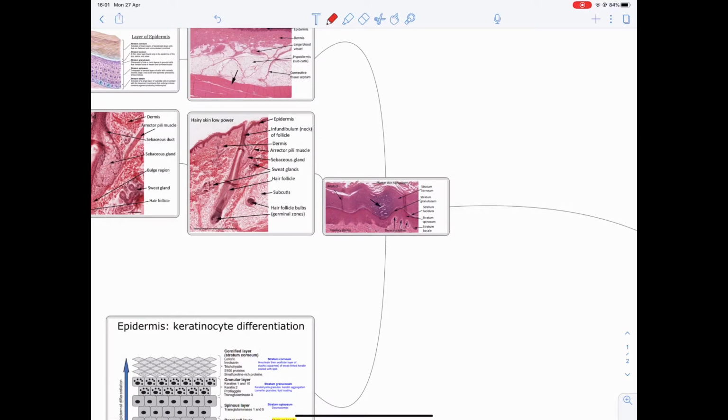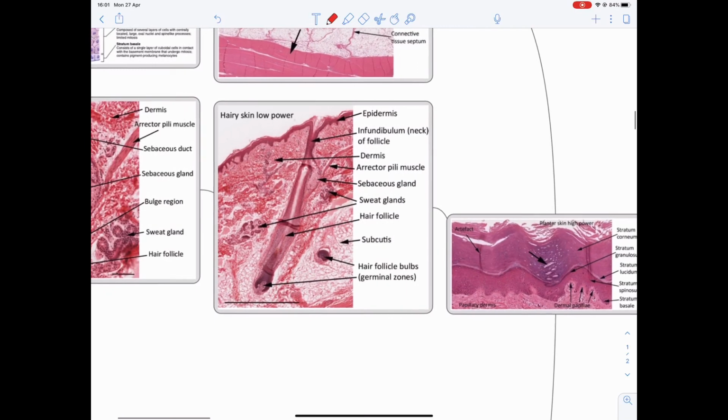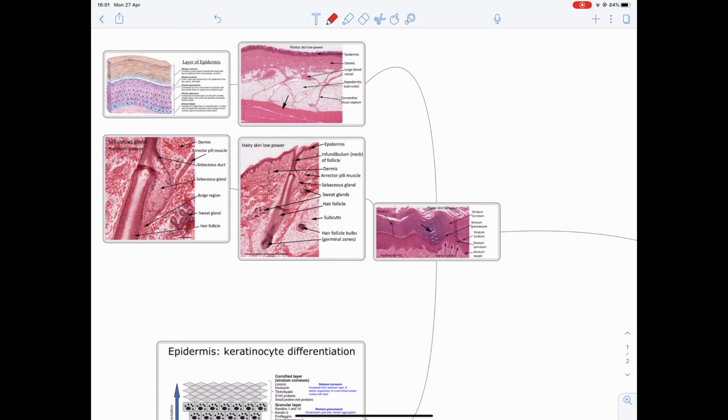Whereas the reticular dermis, I think you can see here, has much denser and bigger collagen fibers. So you see finer collagen fibers here, immediately below the epidermis, and then more defined or bigger fibers below the papillary dermis, which is the reticular dermis.